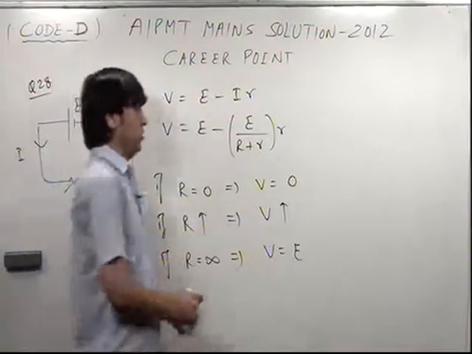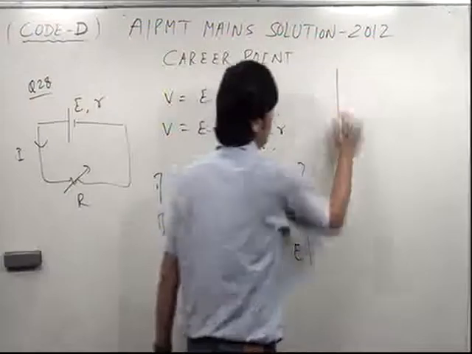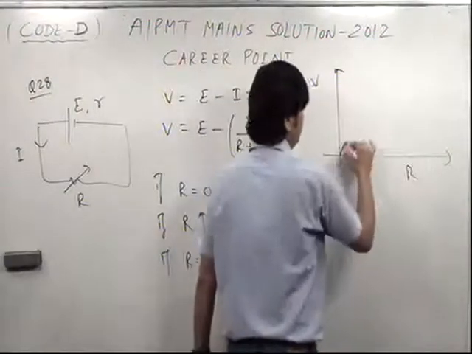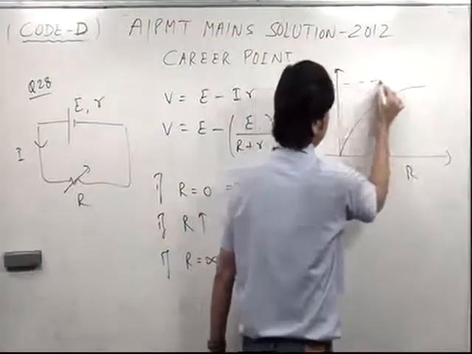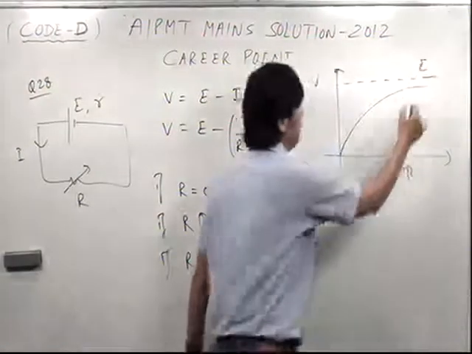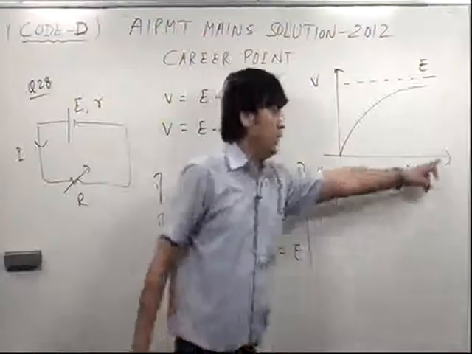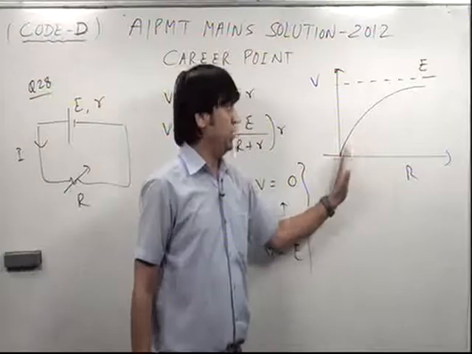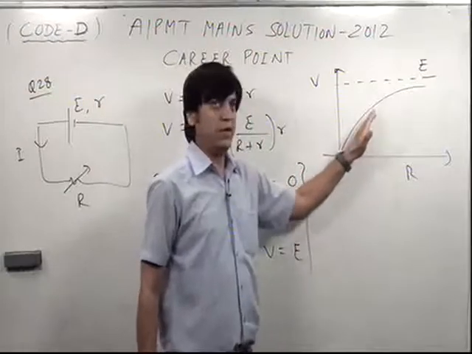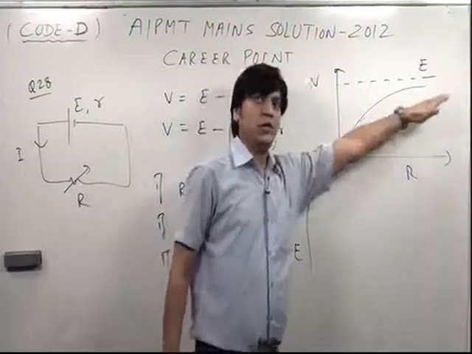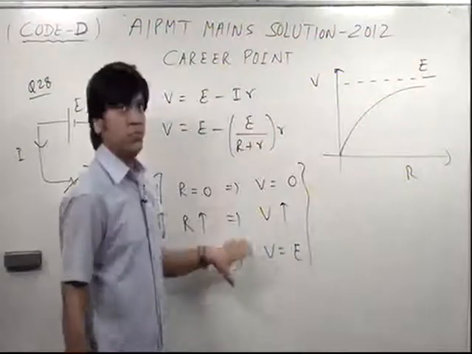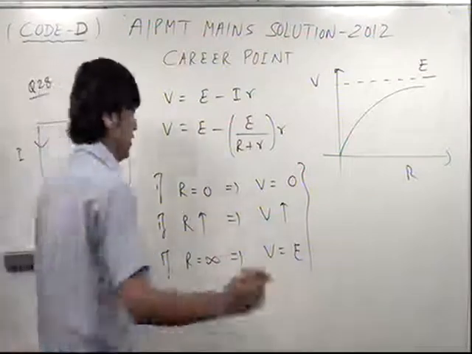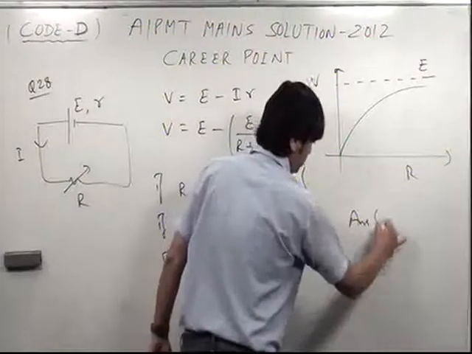So according to this analysis, the graph we have should be something like this. In this curve, we can easily explain it. When capital R is 0, capital V is 0. When capital R is increased, capital V increases, and after increasing, it approaches towards capital E. So this is the curve according to this analysis, and this curve is provided in option second. So our answer should be the second option. Answer: second option.